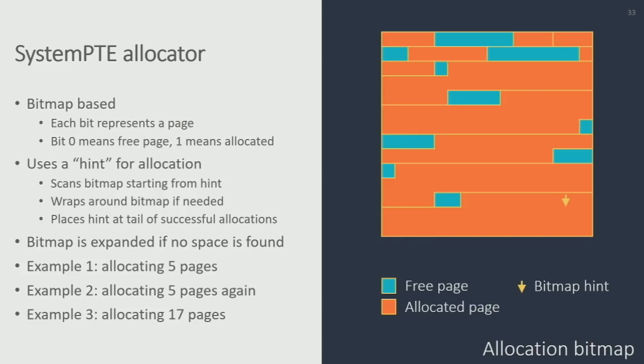Now, let's say you want to allocate 17 pages. Well, you don't really have any free memory in there that has 17 contiguous pages. So instead, it's going to expand the bitmap. It does that in groups of 2 megabytes, and then places those 17 pages there, and that's that. The annoying thing if you end up doing that is that the hint is not actually updated, which can come in handy or can become annoying based on what you're trying to do. Just something to know.